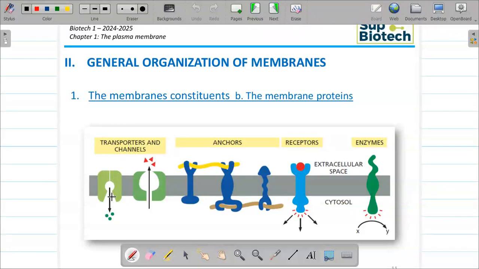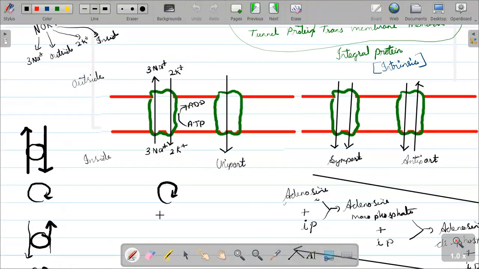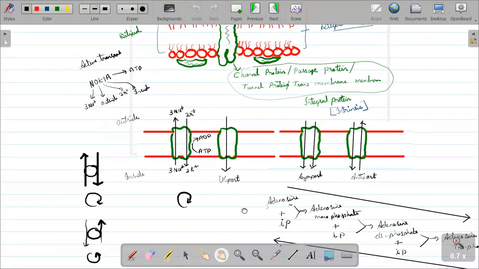They will allow the entry or exit of molecules. Are you able to understand? That's why I gave you this diagram.